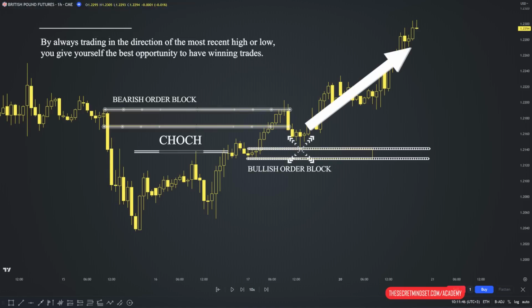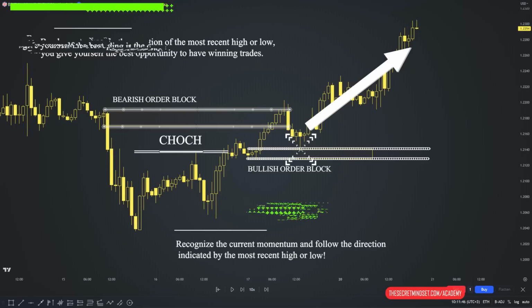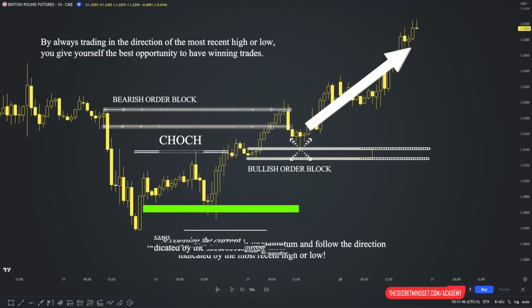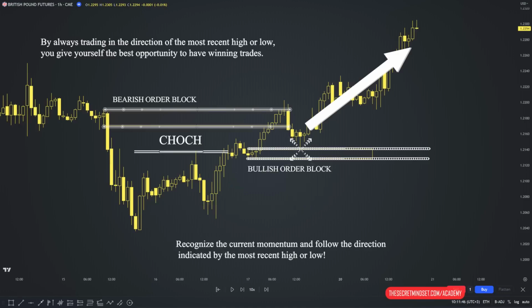By always trading in the direction of the most recent high or low, you give yourself the best opportunity to have winning trades. It's very important to recognize the current momentum and follow the direction indicated by the most recent high or low, rather than trying to predict reversals based solely on order blocks.